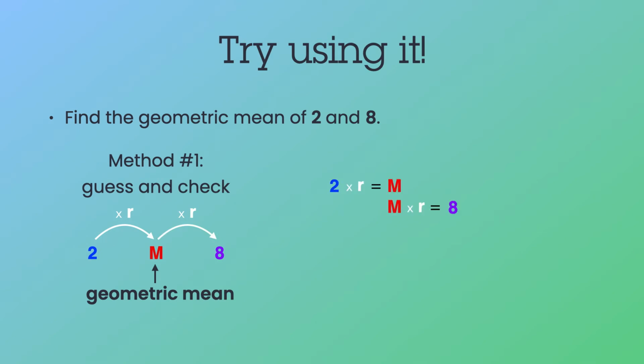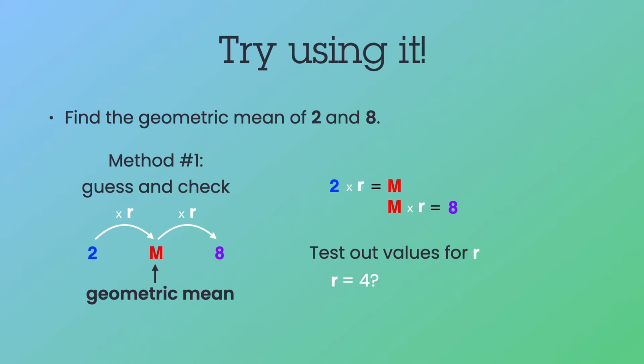So again, here are our little equations that we set up on the last slide. And basically on this guess and check method, we're just going to test out different values for R. Now my first thought when I think about 2 and 8 and multiplication, I think of a 4. So let's just try that out. What if R were equal to 4?